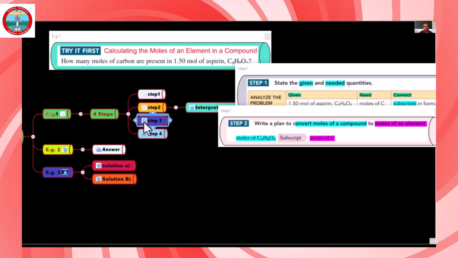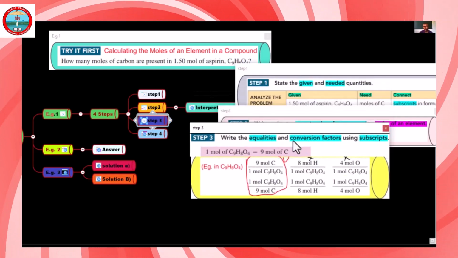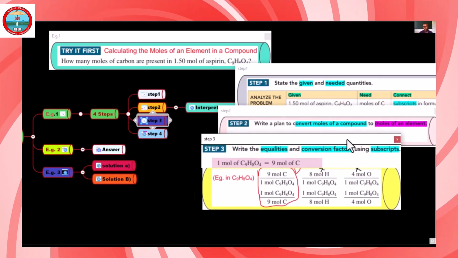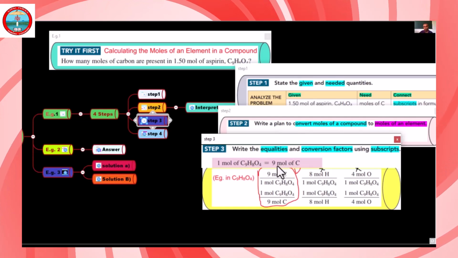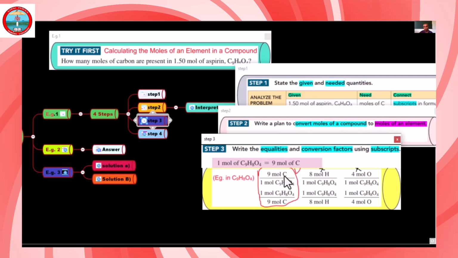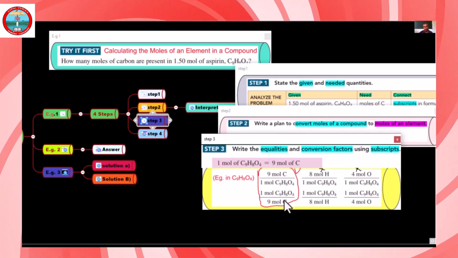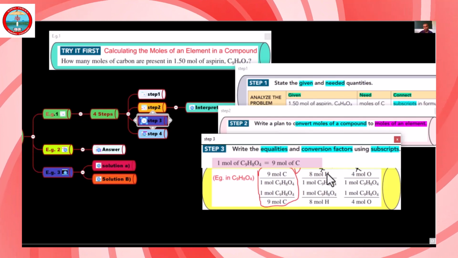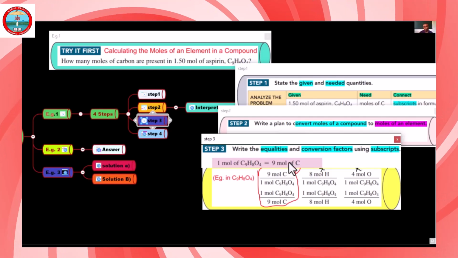And step 3 is write the equalities and conversion factor using subscript. In 1 mole of aspirin we do have 9 moles of the carbon, so we can use the conversion factor 9 moles of carbon over 1 mole of aspirin, or 1 mole of aspirin over 9 moles of carbon. This is not our aim. Our focus is on the carbon.